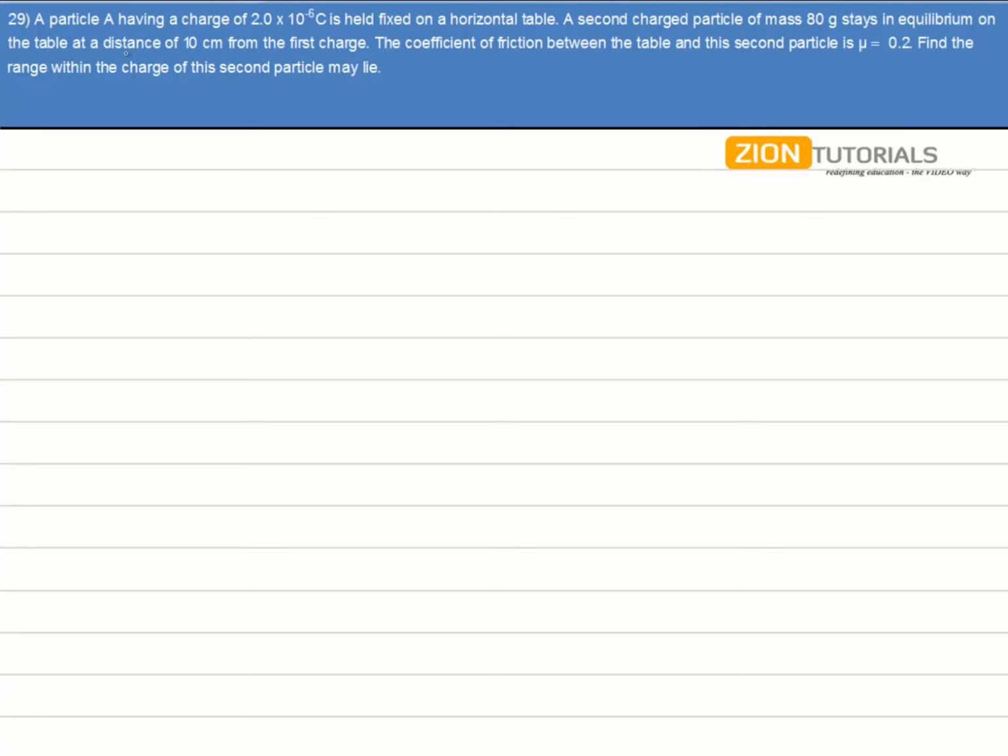There is a particle A which has a charge 2 into 10 to the power minus 6 coulombs, which is fixed on a horizontal table. Now let us say there is another charge Q dash of mass 80 grams that is placed at a distance r equals 10 centimeter from the first charge, and we have coefficient of friction as 0.2.